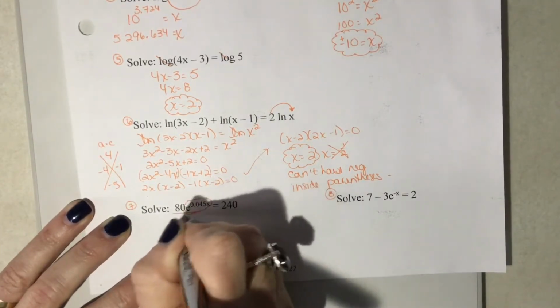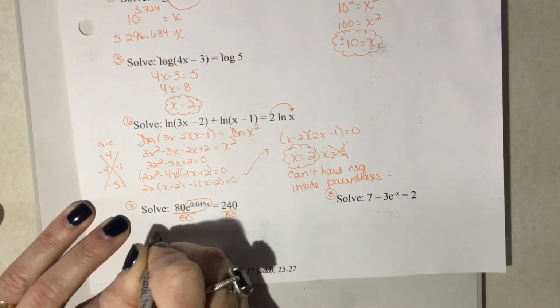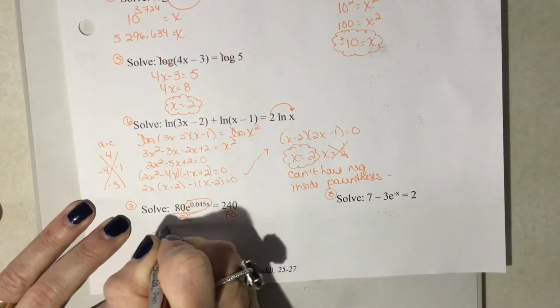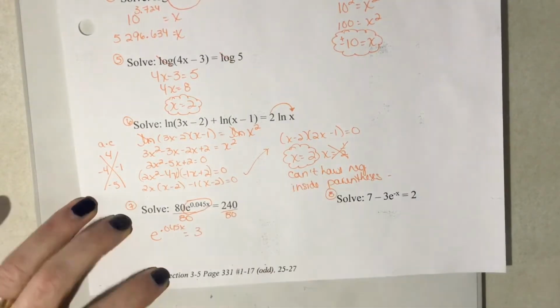Divide by, perfect. I'm going to divide both sides by 80. So I'm left with e raised to the 0.045x. 240 divided by 80 is 3.